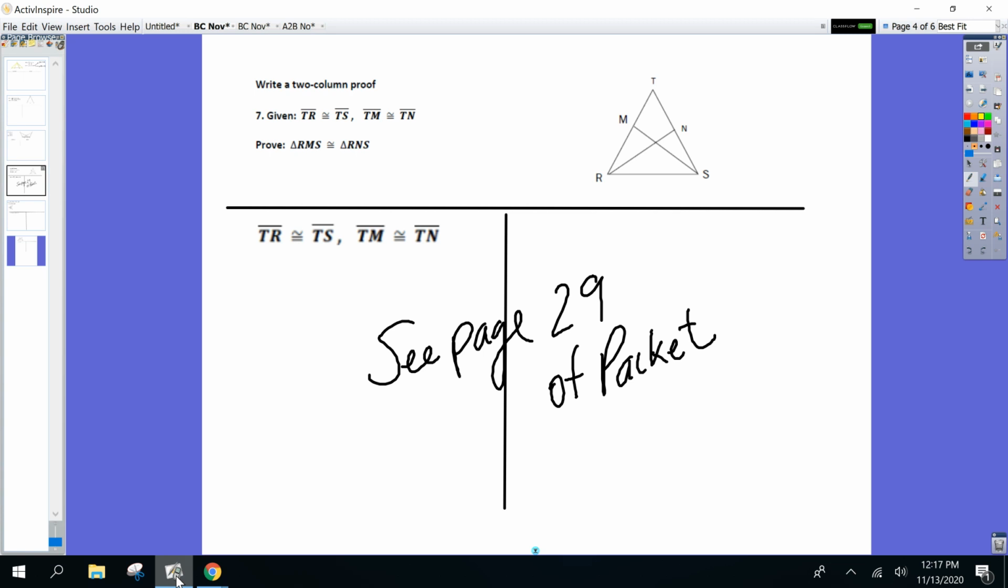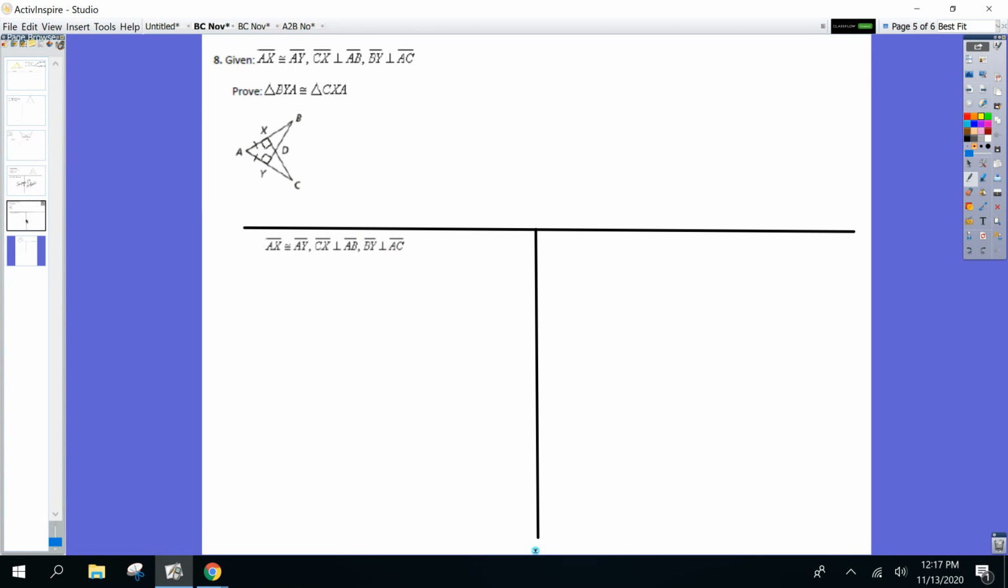All right, so the first proof we already did yesterday. It's on page 29 if you want to try it again and see if you got it right. Boom, here you go, second proof. Go ahead, set it up. Highlight your overlapping triangles. Mark your diagram, and we got some talking to do here.